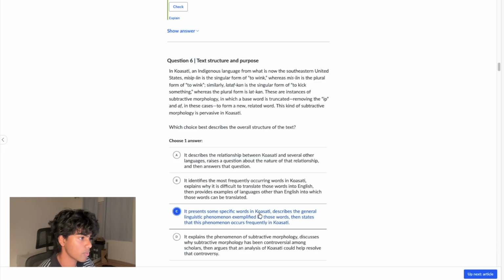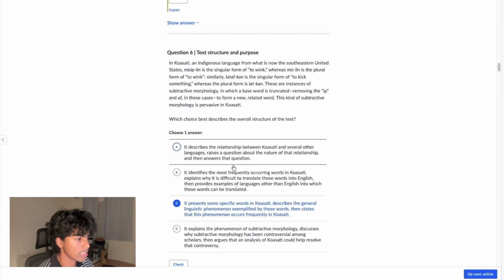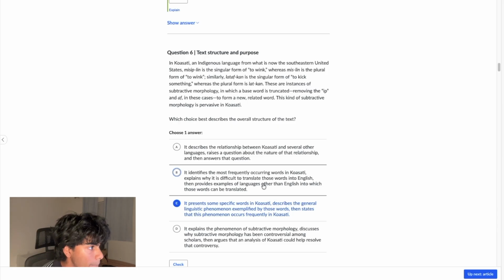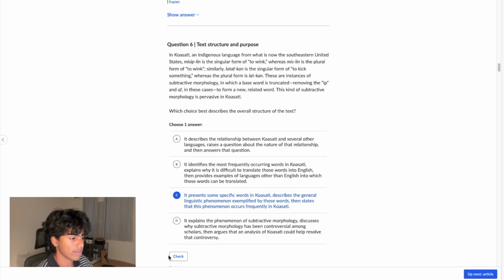So specific words, check. The general linguistic phenomenon, again, and then that it occurs frequently. So this seems like the best option. D might be relevant, but it doesn't really argue about scholars at all. And then A doesn't compare to other languages, and B doesn't really compare... wait, it doesn't compare examples of other languages again. So again, this is the best answer for C.